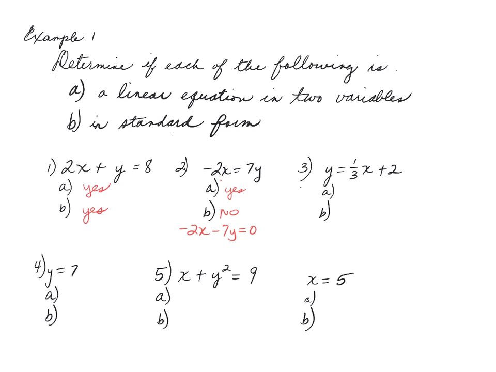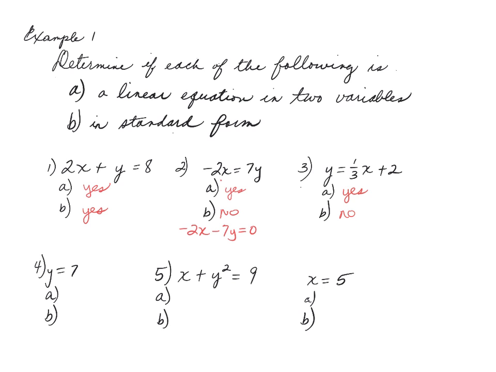All right, look at number 3. Is it a linear equation, two variables? The exponent on the y is a 1. The exponent on the x is a 1. So it's linear. Is it in standard form? Are the x term and y term on the left-hand side and the constant on the right? No. Okay. Now this one, number 4, y equals 7.